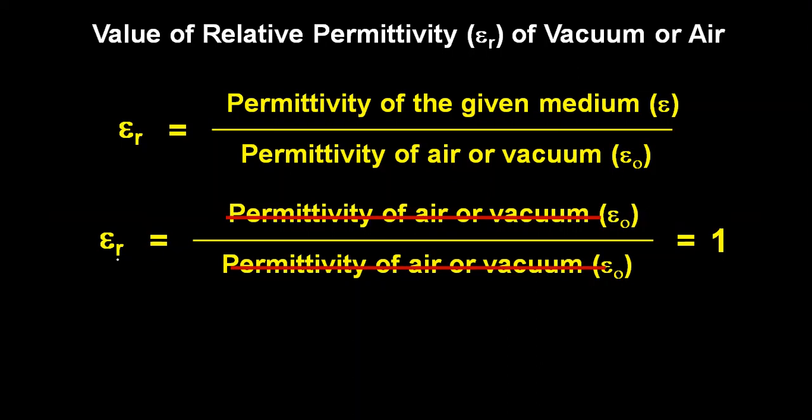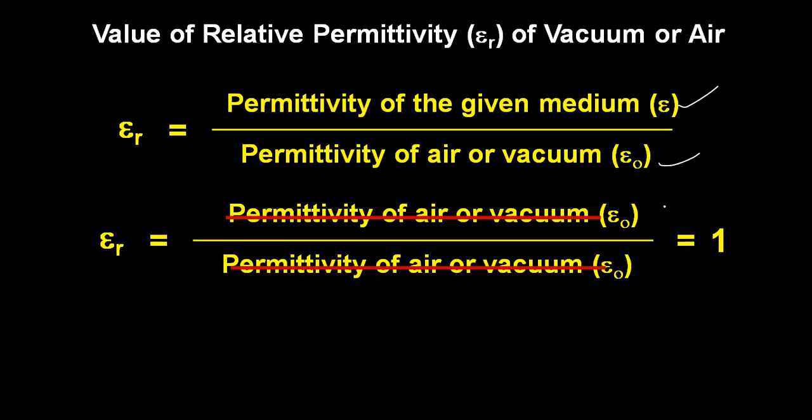So the relative permittivity of air or vacuum is 1, and for all the other media, the relative permittivity epsilon r will be greater than 1. This is because permittivity of any medium will always be greater than permittivity of air or vacuum.